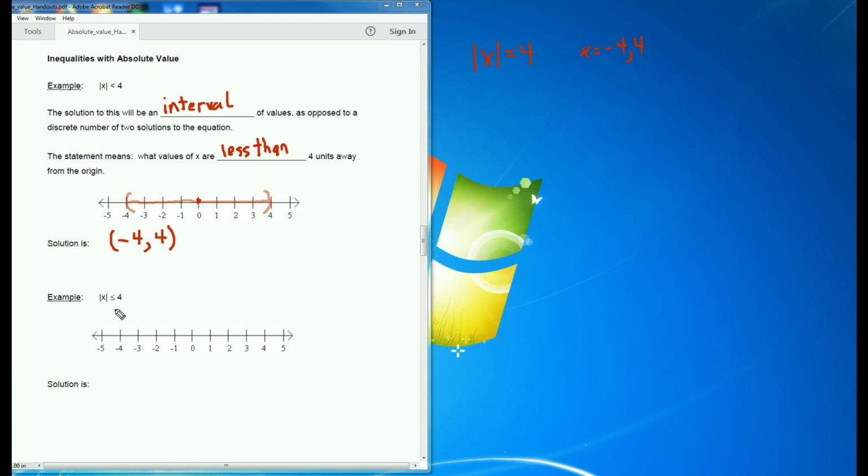Now, if we just slightly change the problem, here we had less than, now we're going to say, where is it less than or equal to 4 units away? So you can probably see from what we drew here that it's going to be almost the same. The only difference is that we're going to include the endpoints at negative 4 and 4. And it's going to still be that same interval. Okay? So in this case, it's going to be a hard bracket, negative 4, comma 4 bracket.